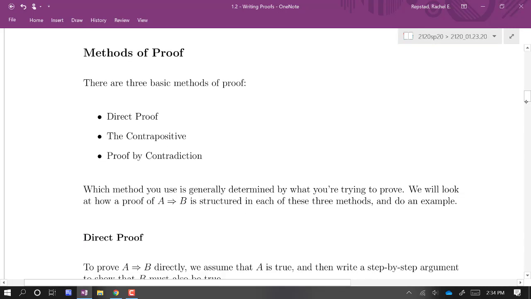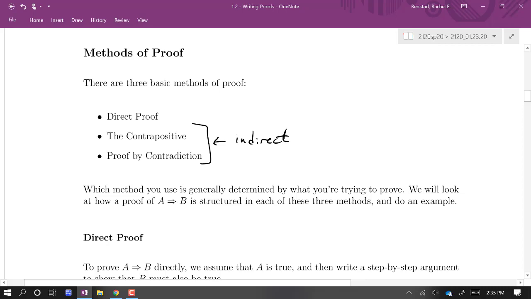But we're going to look through some different types of proofs to write. These are different approaches. Depending on what you're trying to prove, one approach might be easier than the other. So the first is a direct proof. And then these other two are both types of indirect proof.